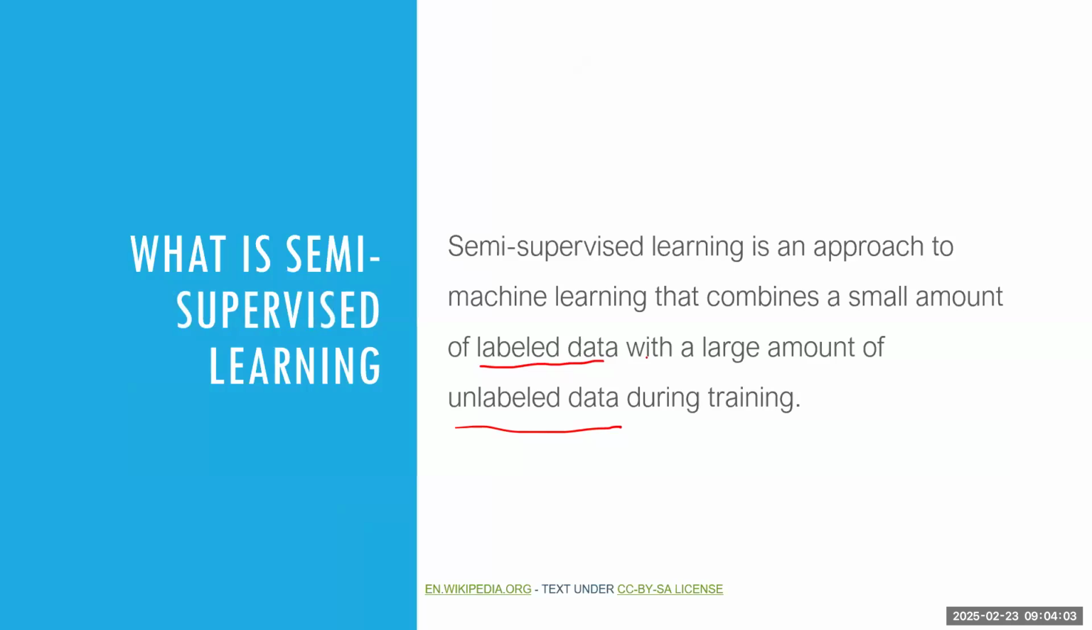So the key point is that the labeled data is small and the unlabeled data is large, right? You are looking at maybe 1% of your data being labeled and 99% of your data being unlabeled.